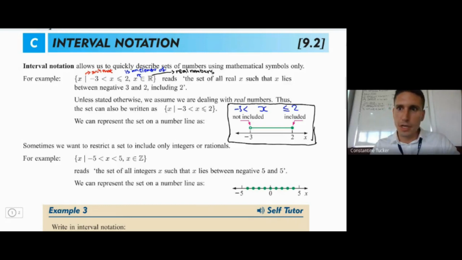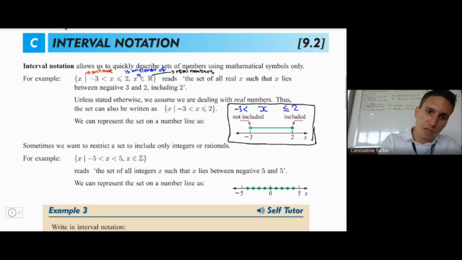Let's look at another example. They give us down here x such that -5 is less than x is less than 5. But now here we've got x is an element of Z. Now this Z is the set of whole numbers, of integers. So remember that Z means integers, which basically means whole numbers. Let's keep this in mind. Let's not forget this notation.